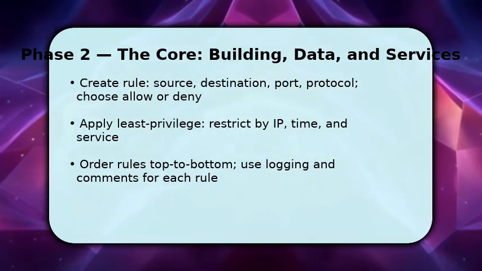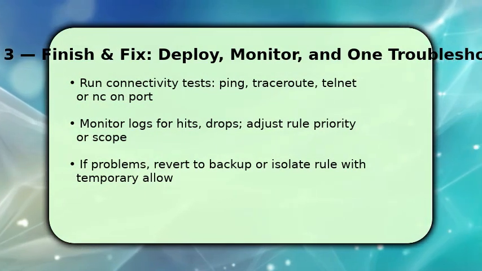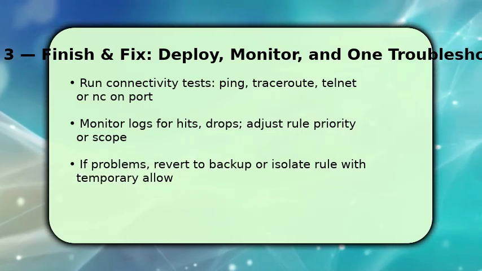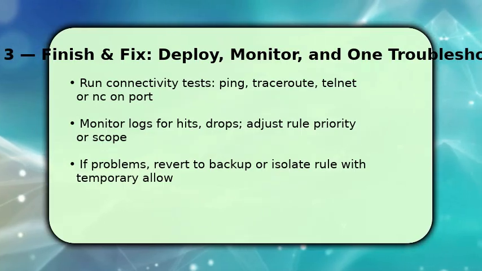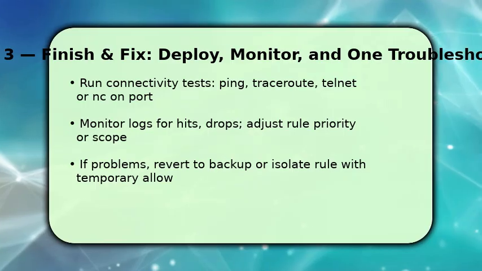Finish by validating. From a test machine, run ping and traceroute, then attempt a service connection with telnet or NC to the port. Monitor firewall logs for hits and drops, and verify traffic matches your rule's source and destination. Commit the changes to persistent storage and notify stakeholders.